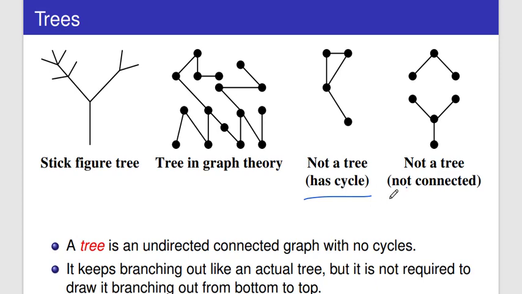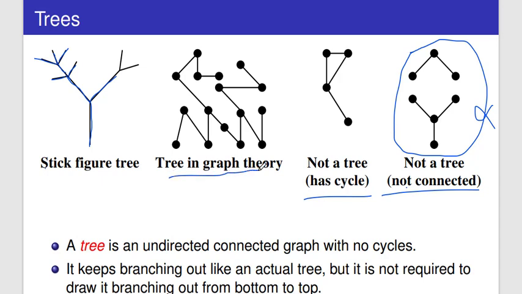Also, in the graph all the vertices should be connected, like this. If this is one graph they have given, and we connect these two vertices, then this will become a tree. But they have not connected, so this is a disconnected graph, and it is not a tree. As a simple tree means a parent, branches, and leaves, just like a stick figure tree, or if you want to draw it in graph theory, this is also a tree. A tree does not contain any cycle, and a tree should be connected. So it's called a tree.